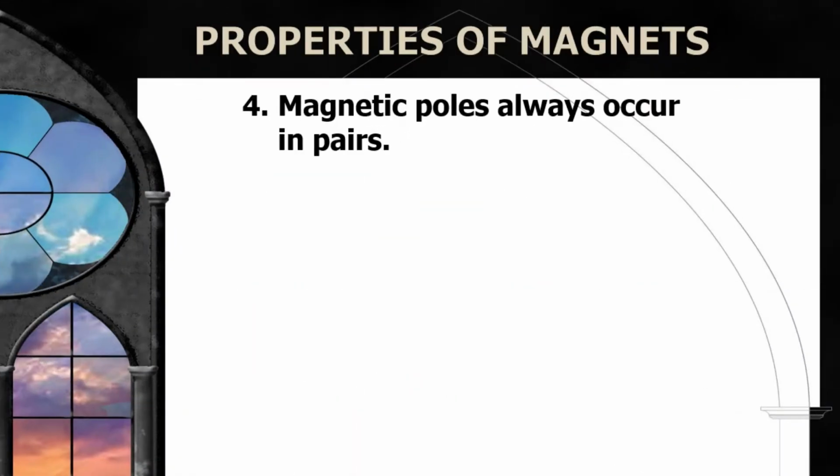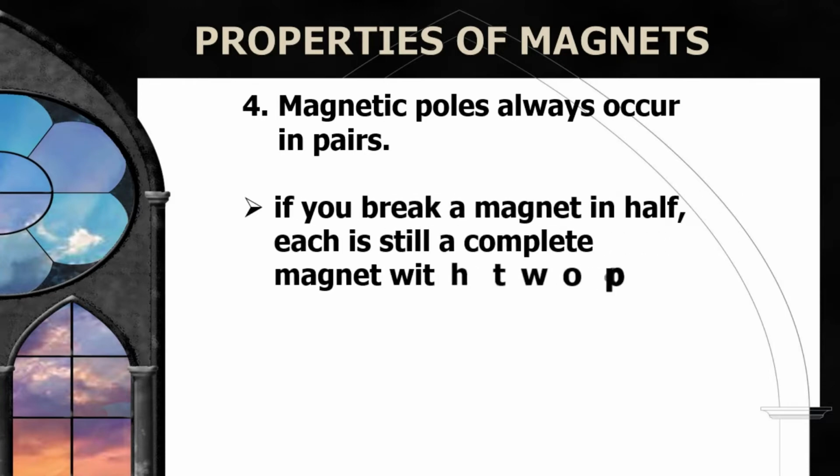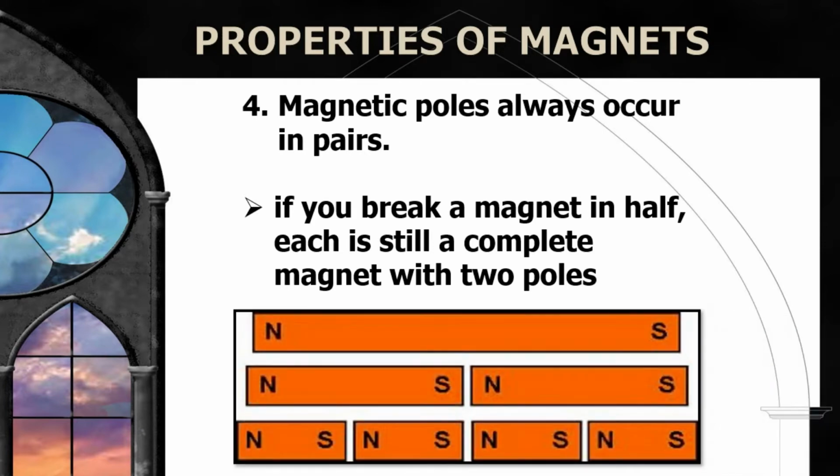Next, we have the magnetic poles. So always remember that magnetic poles always come in pairs. So if you break a magnet in half, you still have complete magnets with two poles. So a good example of this is this magnet.